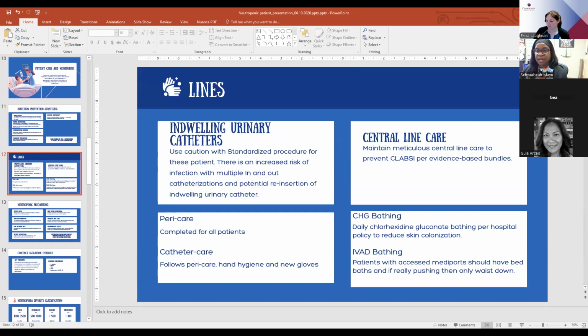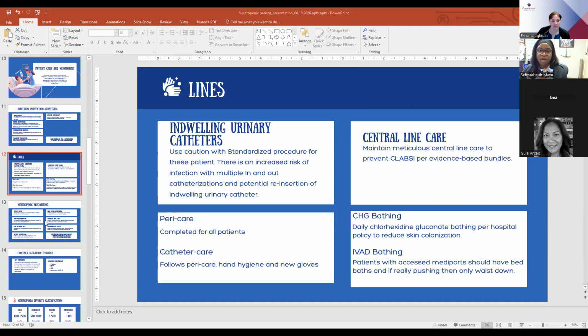Lines that these patients might be exposed to are indwelling urinary catheters. One of the big things that Eric and I spoke of is the standardized procedure for removal of the urinary catheter. We really want to emphasize that we're looking at the risk versus benefits for these patients in specific, because we might be exposing them to an increased risk of infection with this in and out catheterization process.